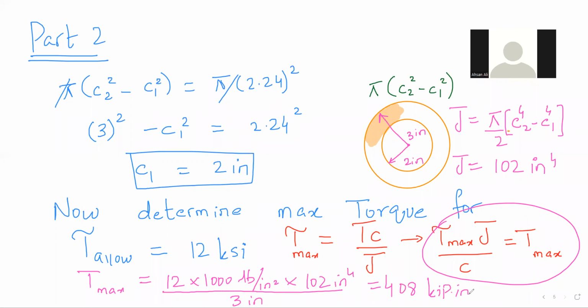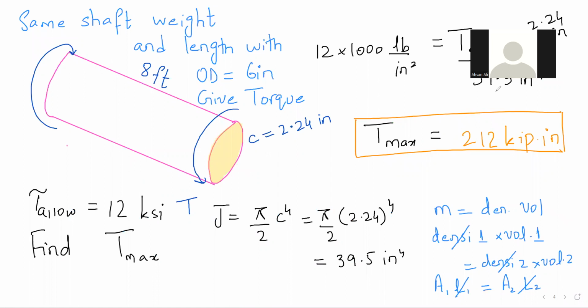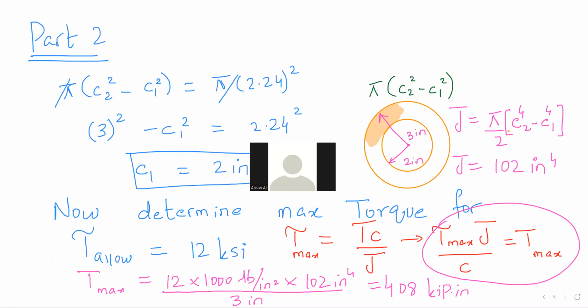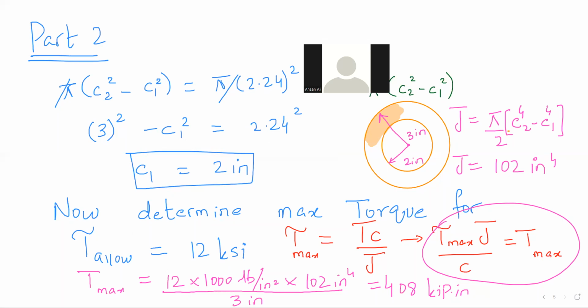What was the answer for the question before, the part 1? 212 kilo pound inches. Why do we use 3 inches here? In which case? We're finding the maximum torque. Why not 2.24? Because somebody said the allowable shear stress is 12 kilo pound per square inch. Allowable means the maximum. So the maximum would be exhibited on the outer surface, or on a location that is farthest away from the center.